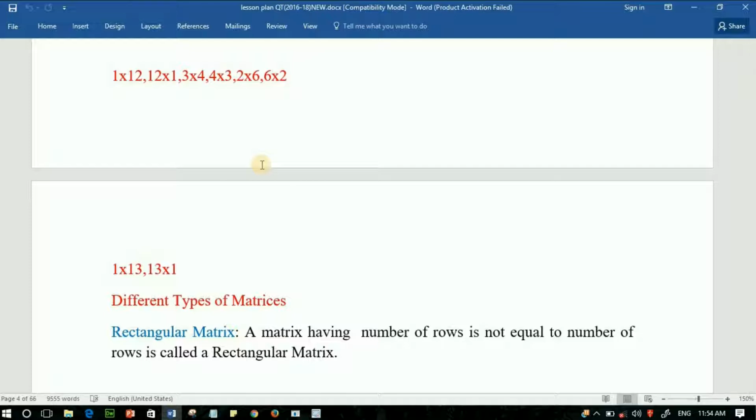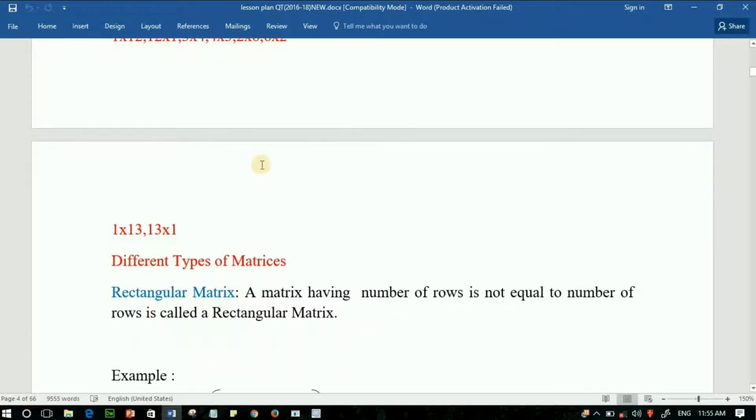How many ways can we arrange them? Because you know 13 has 2 factors, 1 and 13. One we can write as 1 by 13 and the other as 13 by 1. In 1 by 13, you know, there is only 1 row and 13 columns. We call it a row matrix. And again 13 by 1, 13 rows and 1 column. We call it a column matrix.